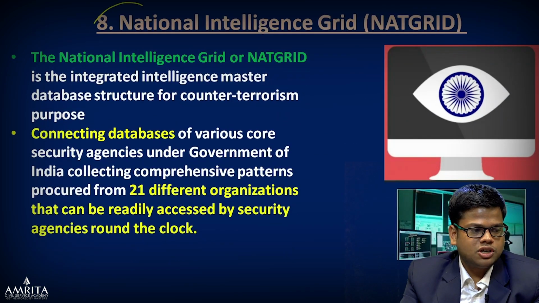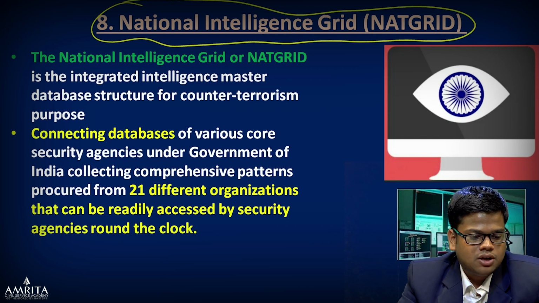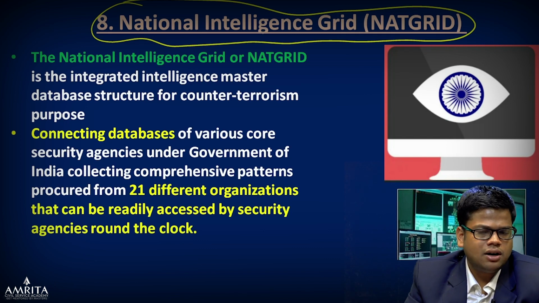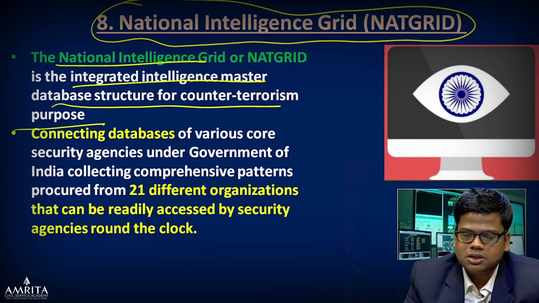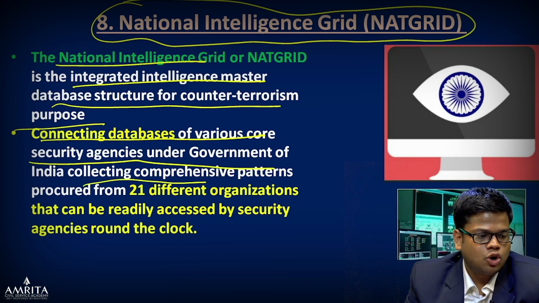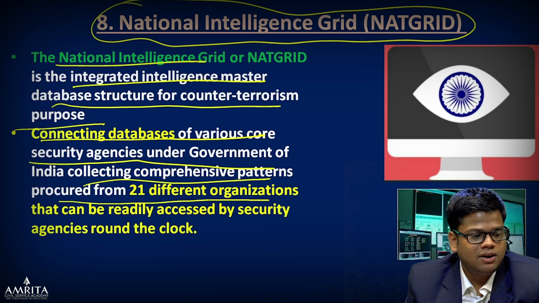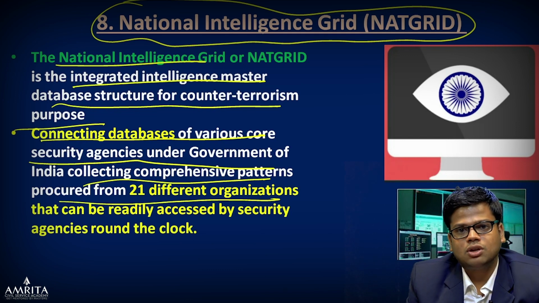Now we'll discuss some of the institutions. First is NATGRID, an institution and initiative. Very famous, and the logic is very easy. First we'll read it out, then we'll discuss. NATGRID is an integrated intelligence master database structure for counterterrorism purposes. It will connect the databases of various core security agencies under the government of India, collecting comprehensive patterns from 21 different organizations, which can be readily accessed by security agencies around the clock.